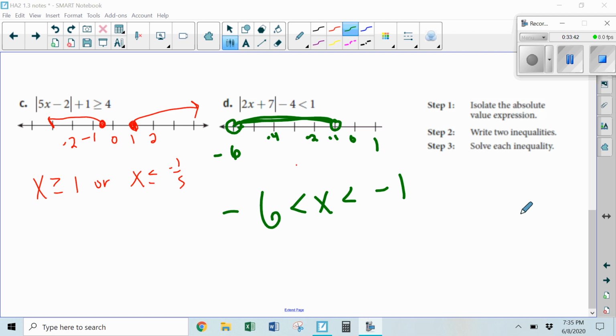All right, so that is where we're going to stop. Hopefully now you can solve an absolute value equation or an inequality, and you can also graph your answers. Go ahead and get started on your homework now.